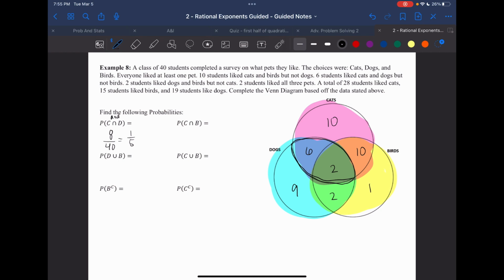Probability of cats and birds. So similarly to the other one, I have to look where they overlap, cats and birds. So that would be over here. So cats and birds. I'm looking where the 2 circles overlap, which is going to be 12, because 10 plus 2 is 12. So 12 out of 40, which reduces to 3/10.